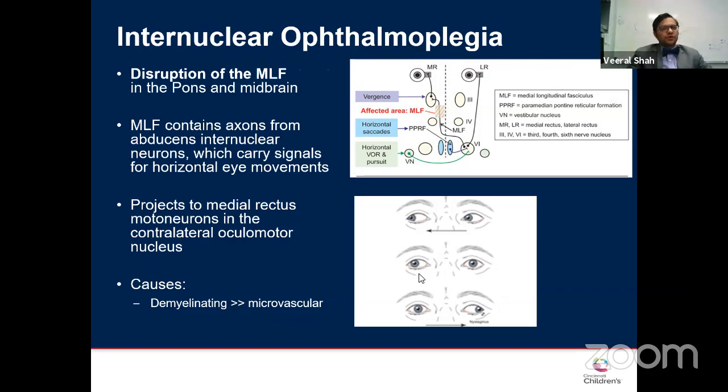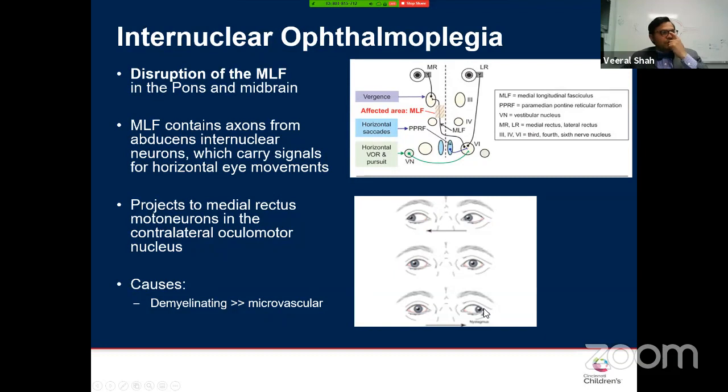So another common one I'm sure you guys are very familiar with is internuclear ophthalmoplegia. That is disruption of the medial longitudinal fasciculus, which is in the pons and midbrain region. The example that I give here is that the MLF is lined up to show it. They have a difficulty, as shown in this picture here, with adduction. So you see an adduction deficit, and in the left gaze, you see a nystagmus in the contralateral eye.